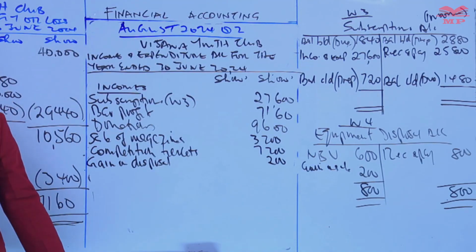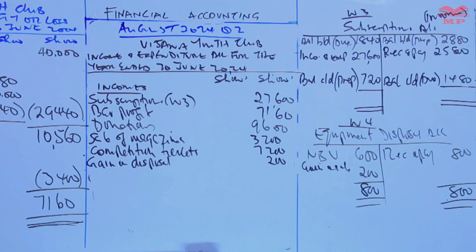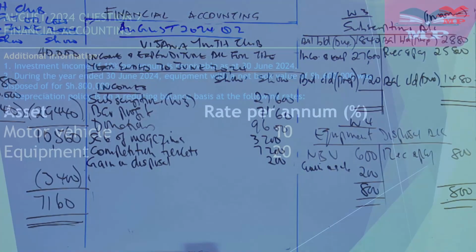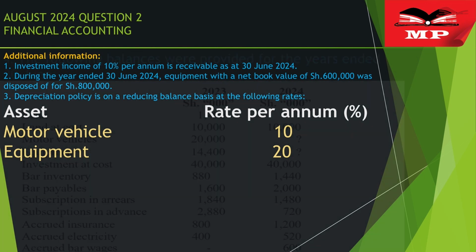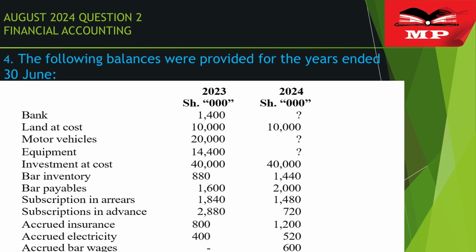Is there any other income? Number one reads, investment income of 10% per annum is receivable as at 30th June. Investment income, that is an income of what? 10%. Investment income of 10%. Yes, look at the additional information, number 4. Investment at cost on 30th June 2024. Do you see that? The 40 million. So investment income will be the 10% of the 40 million.